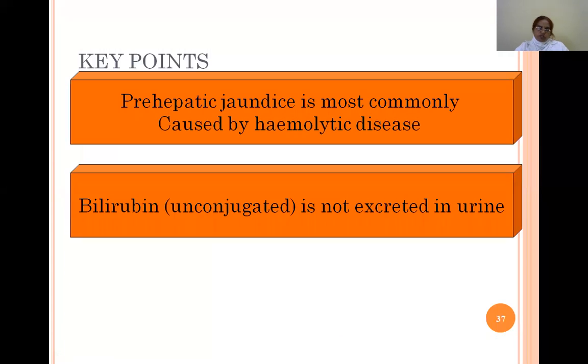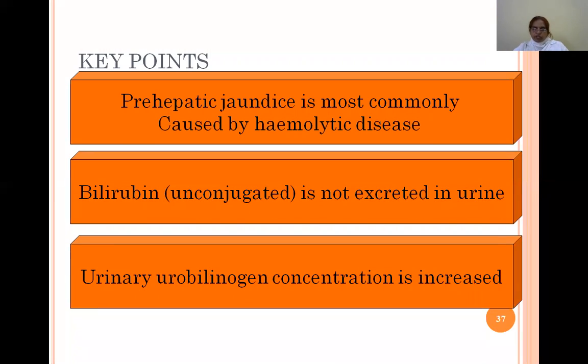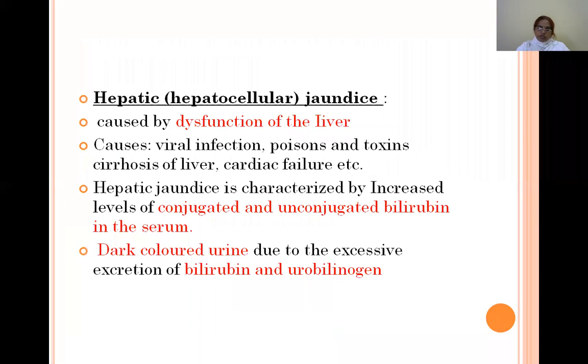So here are the key points. Prehepatic jaundice is most commonly caused by hemolytic disease. Here bilirubin is not excreted in urine, that is, unconjugated bilirubin is not excreted in urine, but urinary urobilinogen concentration is increased.